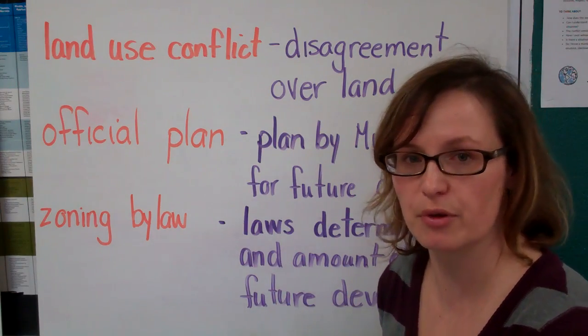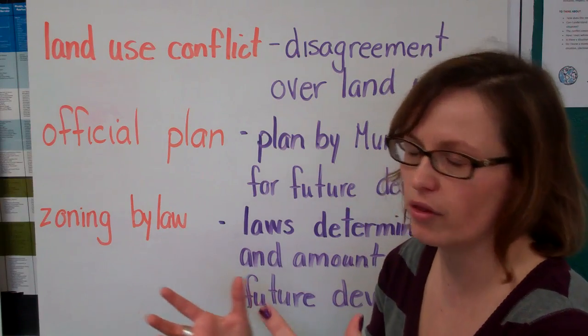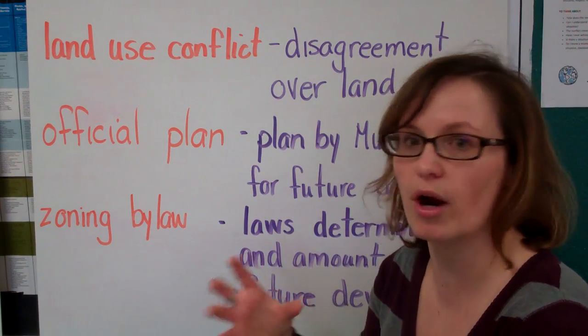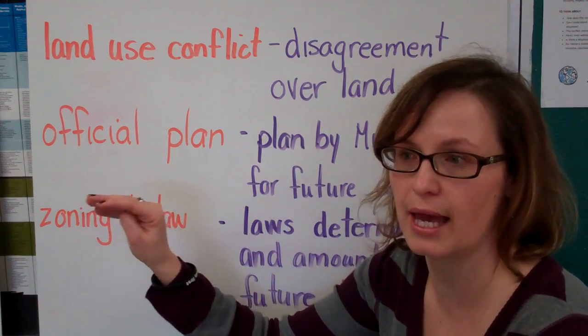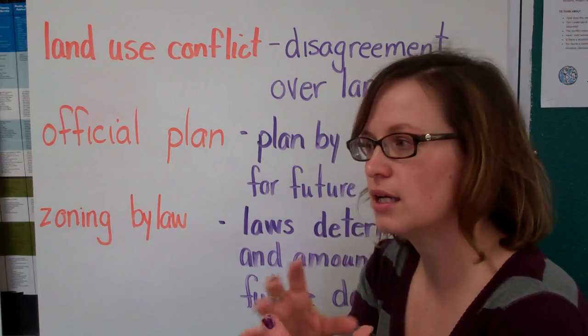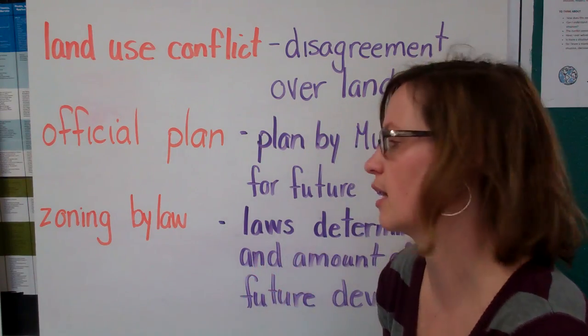So the government comes up with an official plan, and normally they ask the citizens in that area for their feedback about where they decided to put certain things within their community. It doesn't always mean that the official plan is what it starts out as. It doesn't mean that that's always what it's going to end up with when it starts to develop.